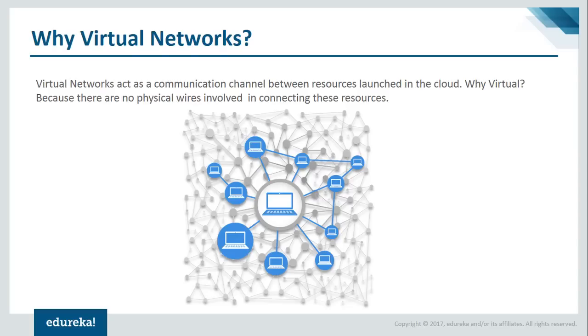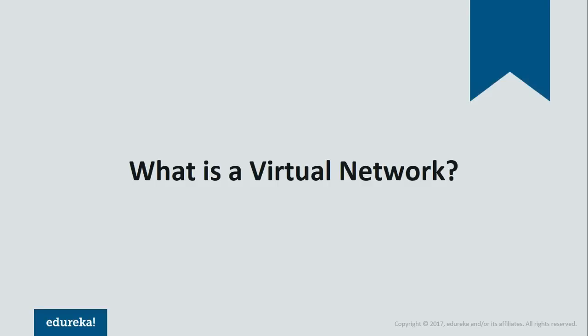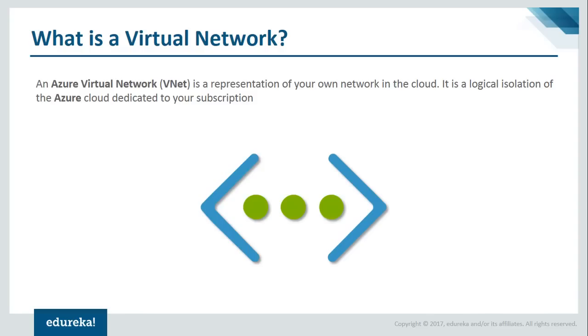Let's now understand what a virtual network exactly is. A virtual network is a representation of your network but on the cloud. For example, we launch a server on the cloud and connect it to a virtual network. When we connect to our virtual network on Azure, our network will include that server as if it's on our own network, that is on premise. That is what a virtual network is. That is how powerful a virtual network is.